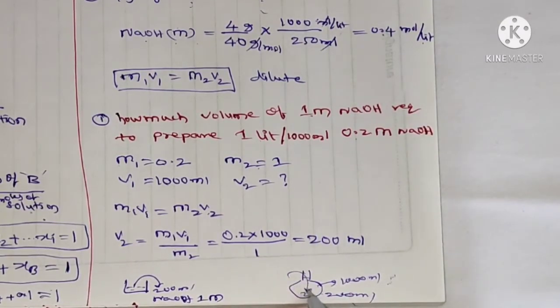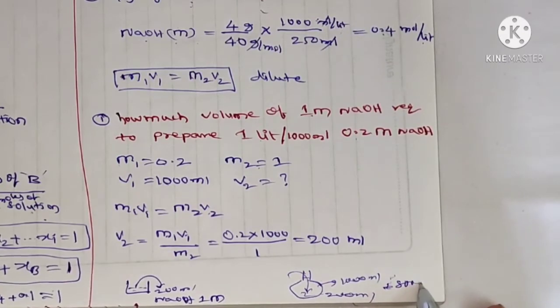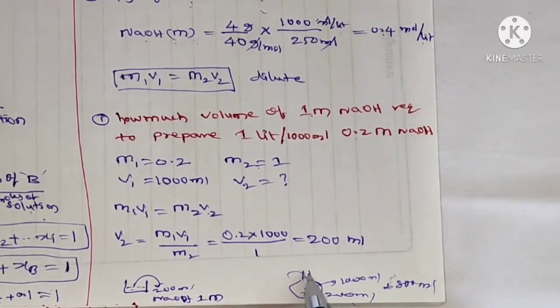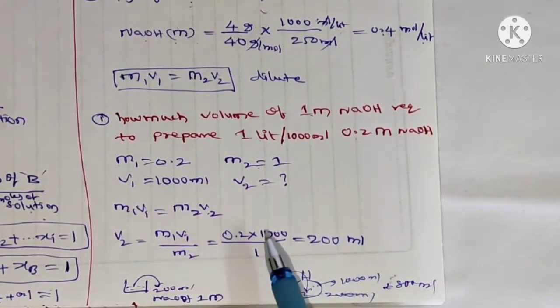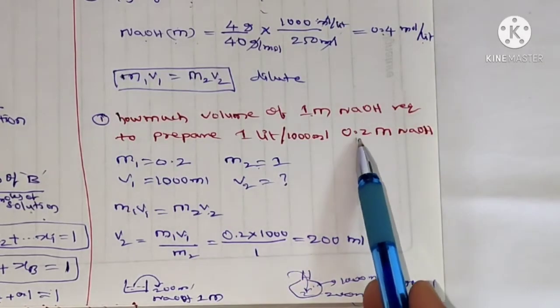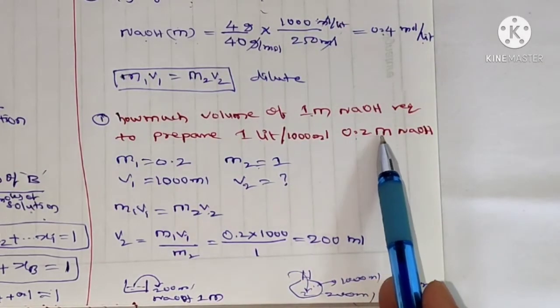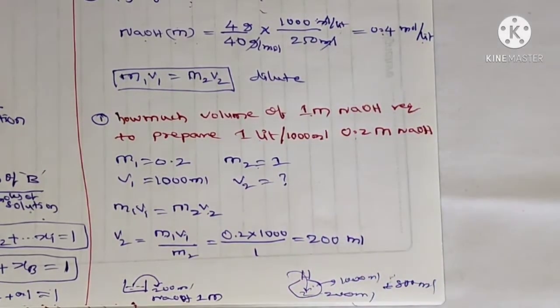How much distilled water do we have to add? The total volume is 1000. So how much distilled water? 800 ml. If you add 800 ml of distilled water to that 200 ml of 1 M NaOH, then we will get how much concentration? 0.2 M NaOH.